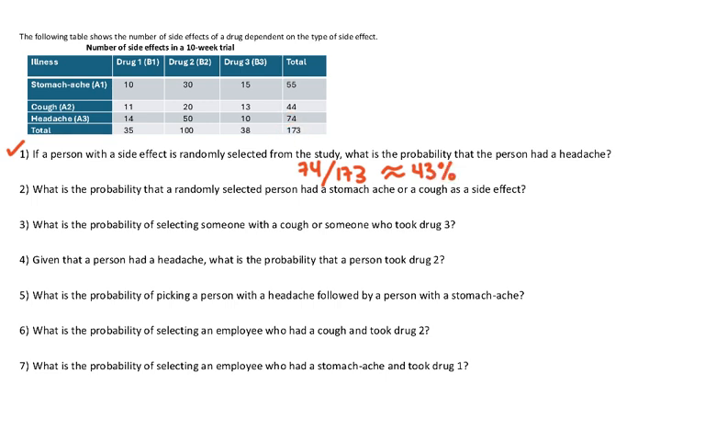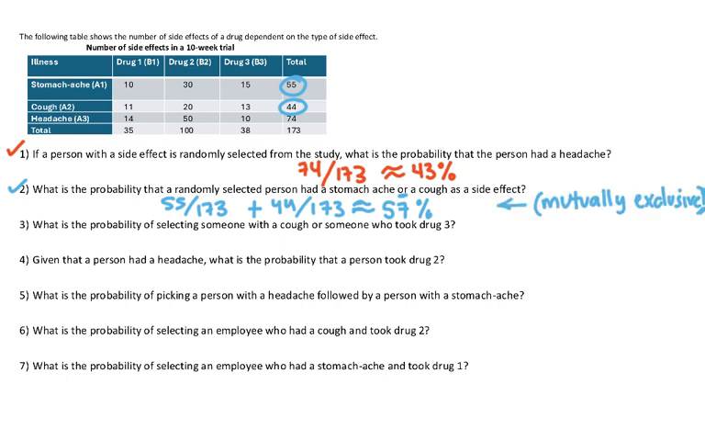Okay, let's look at the next question. What's the probability that a randomly selected person had a stomach ache or a cough? So remember, with or, we're going to be adding. So the probability of a stomach ache is 55 out of 173, and the probability of a cough is 44 out of 173. And when we do that calculation, that becomes approximately 57%. Remember, by the way, for this or, these were mutually exclusive. There's no one person who had both a stomach ache and a cough, so we don't need to worry about subtracting any duplicates. Okay, let me erase these.